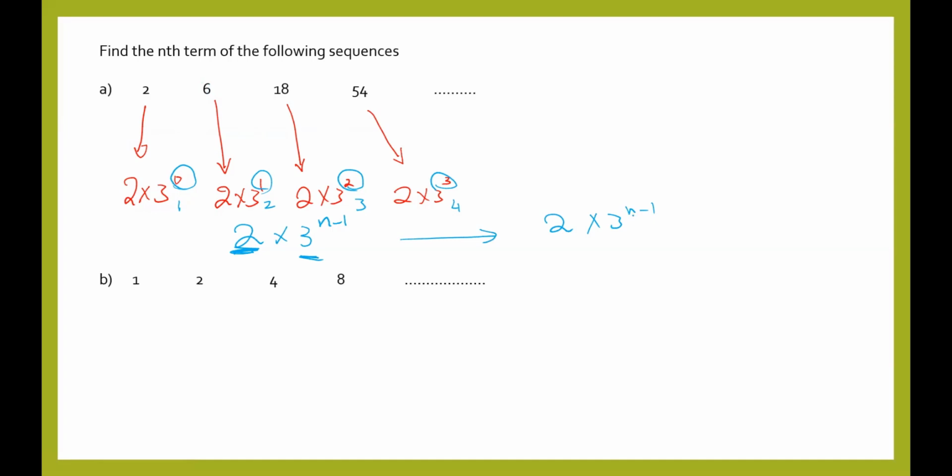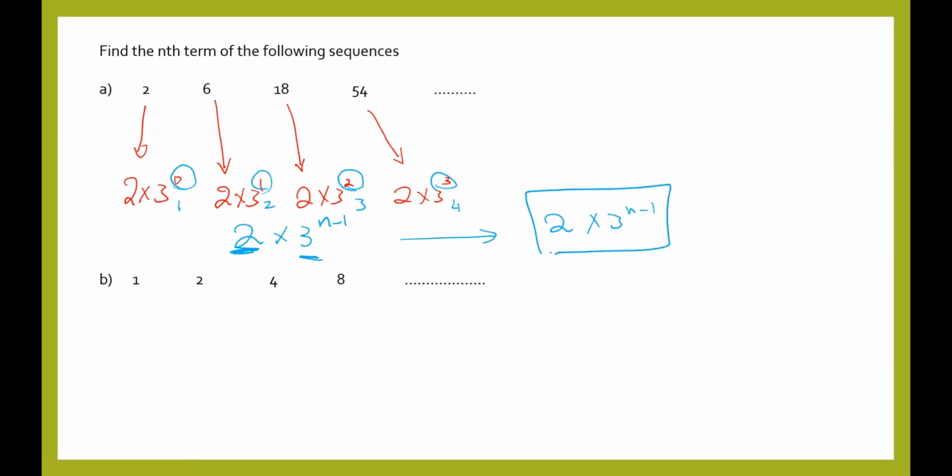Then you can replace the n by 3. So it will be 3 minus 1 is 2. 3 power 2 is 9. 2 by 9 is 18. Then you can replace the n by 4 because this is the fourth term. So 4 minus 1 is 3. 3 power 3 is 27. 27 by 2 is 54. So the rule is correct.